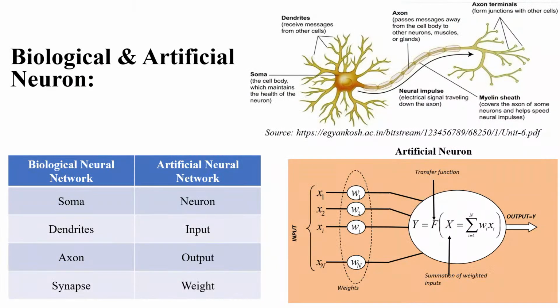As we know, the structure of the biological and artificial neuron mimics the human brain. How we behave, this will also behave like a human. This is the mathematical model. This is the analogy between the biological and artificial neural network presented in this table.